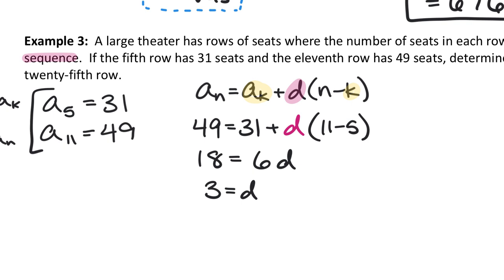Because these came to be whole numbers, I went ahead and actually did the math. But if 49 minus 31 for some reason was some sort of decimal or fraction, we'd want to leave it. And if the dividing was some sort of decimal or fraction, we'd want to leave it as the fraction because we want to keep the specificity of our numbers. So again, we have our common difference. This one was nice and easy because these were numbers we could do in our head.